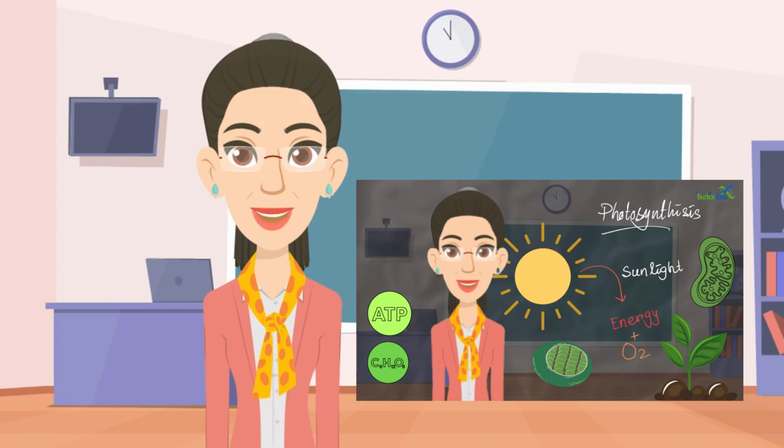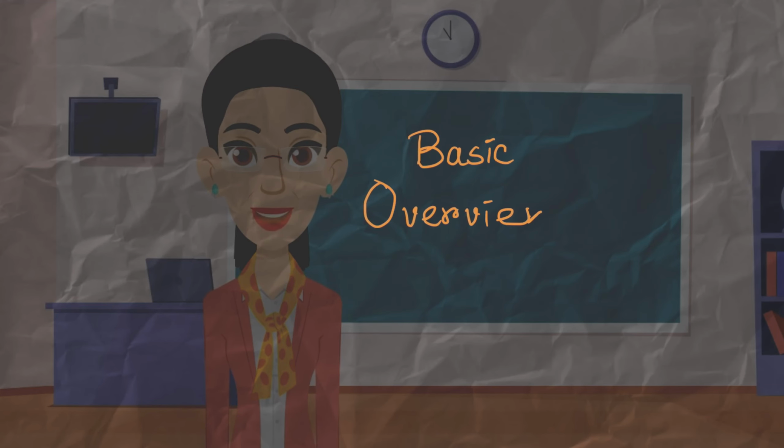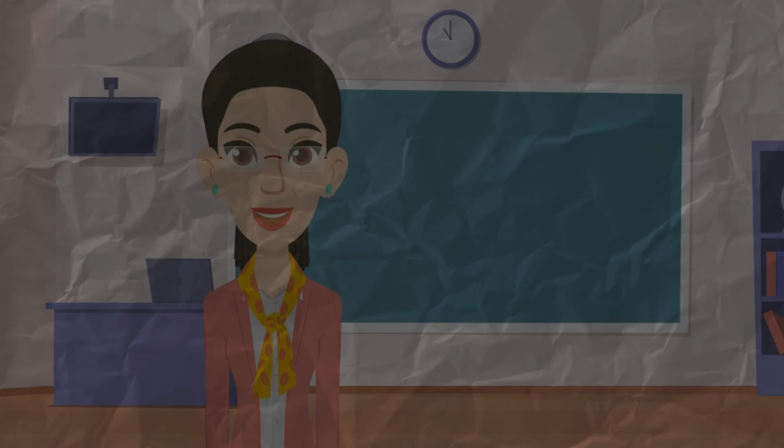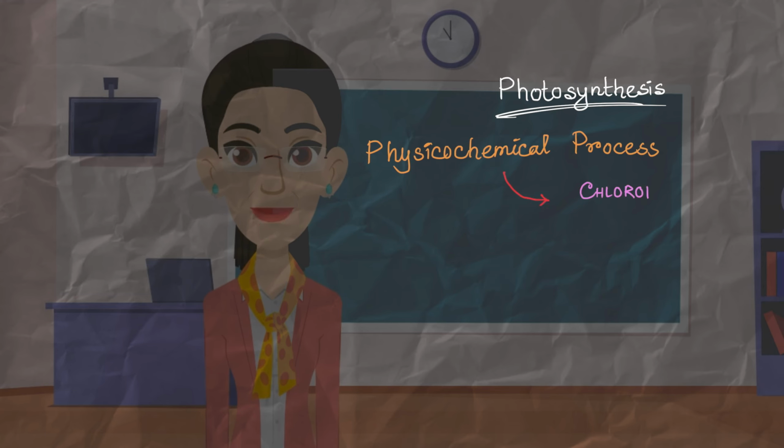In the previous video, we talked about photosynthesis basic concepts. In this video, we will learn about the overall view of photosynthesis. Photosynthesis is a physicochemical process that occurs in chlorophyll-containing organisms.